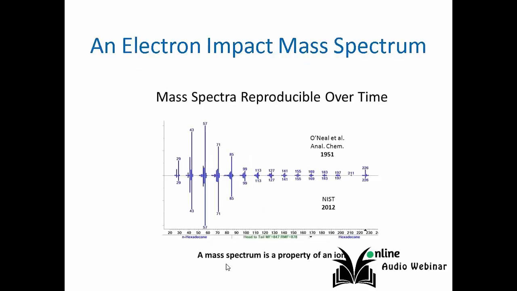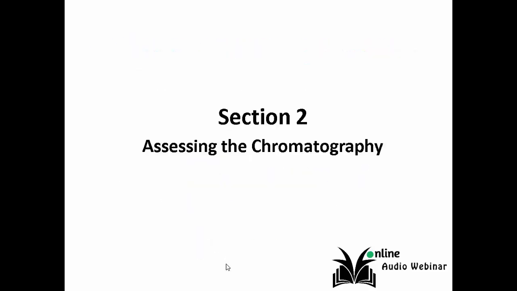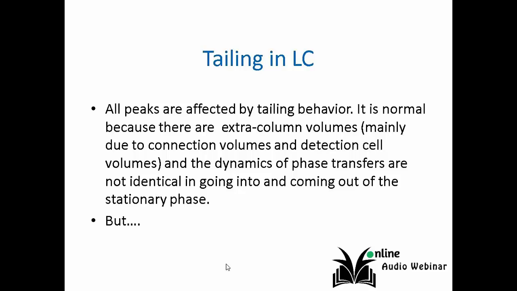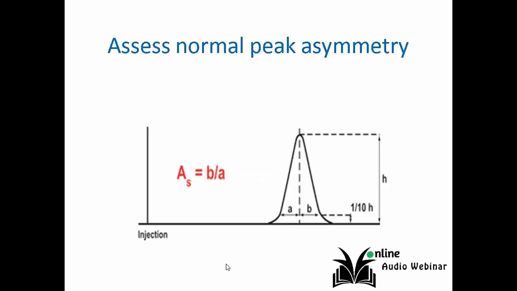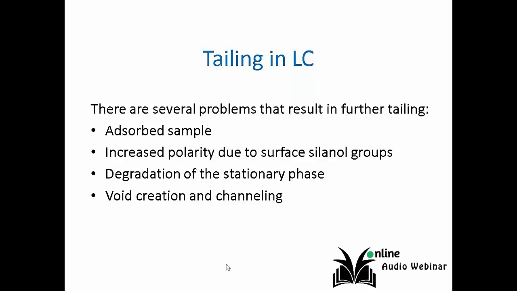As an example, this is just assessing the chromatography I touched on briefly. This is how you determine tailing. These are some causes. You have adsorbed sample, as I've talked about. So tailing is something you should be monitoring.